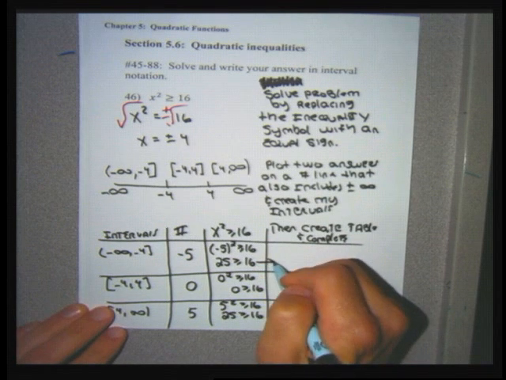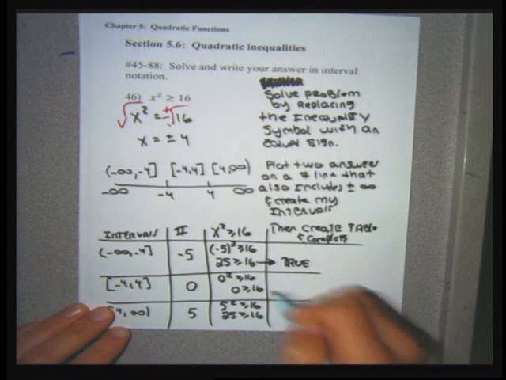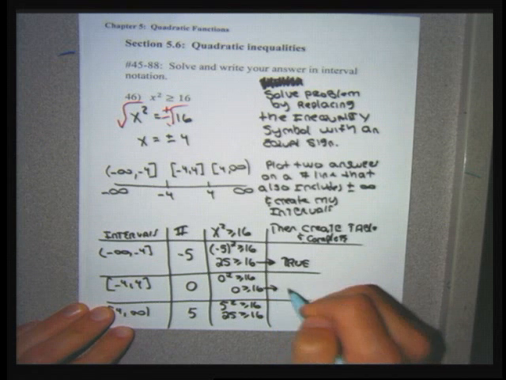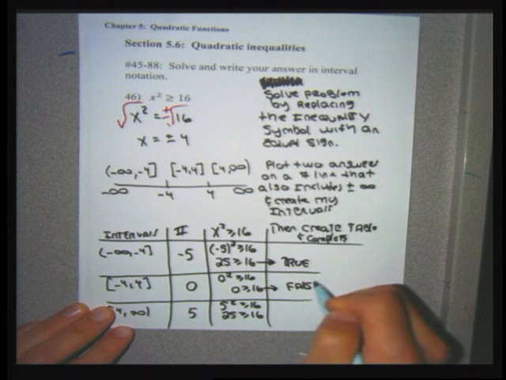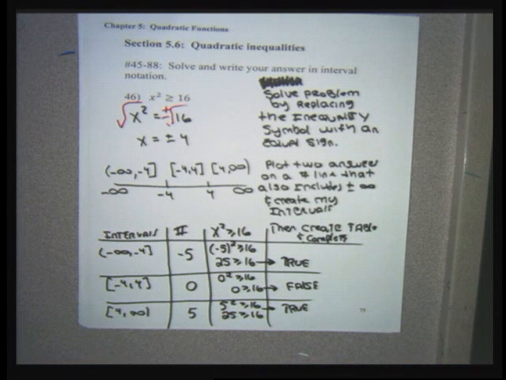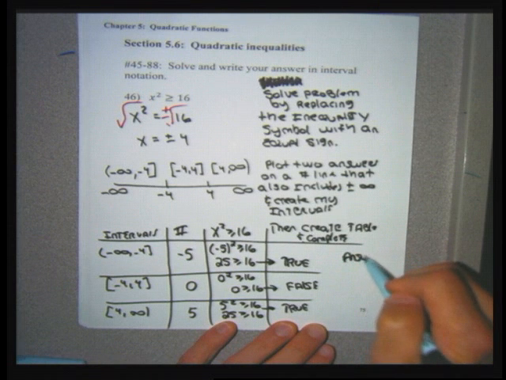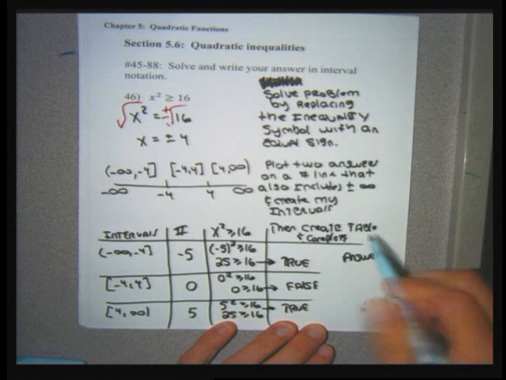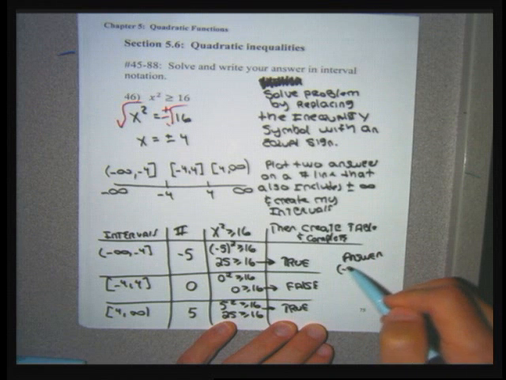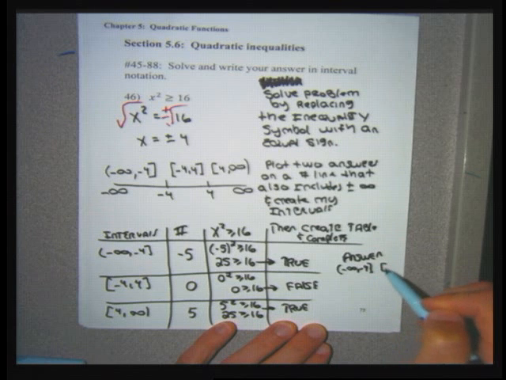Top one, 25 is bigger than 16. So that's true. Middle one, 0 is not bigger than 16. So that's false. And bottom one, 25 is bigger than 16. So I'll write true. My answer is the true intervals. So my answer to problem 46 is going to be the interval from negative infinity to negative 4, and the interval from positive 4 to infinity.